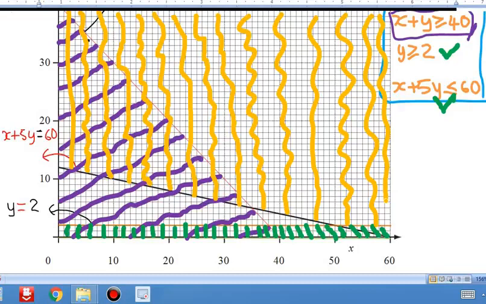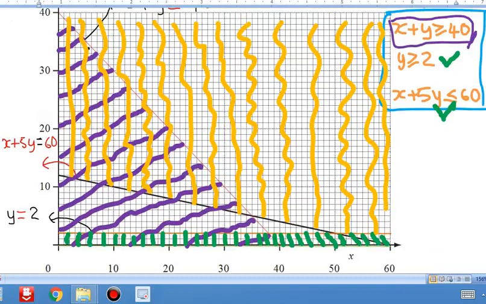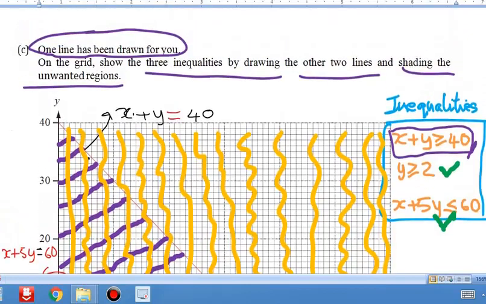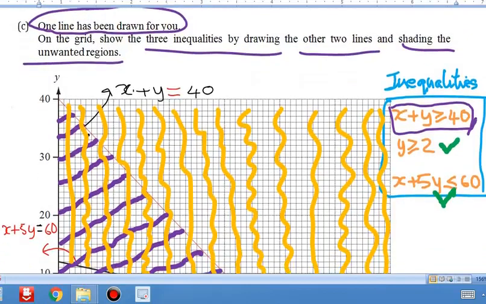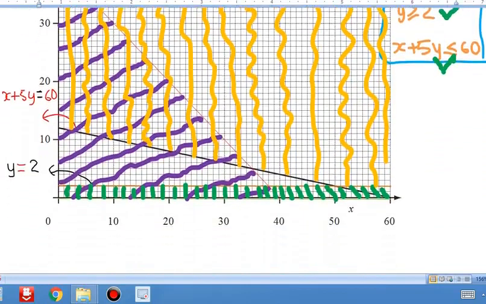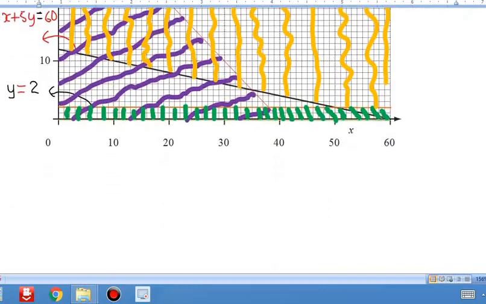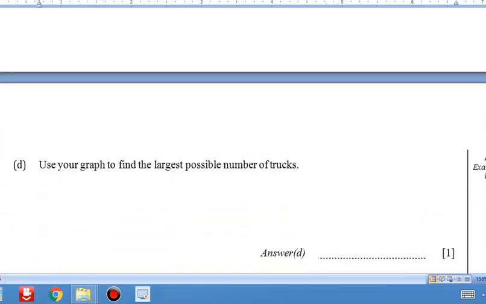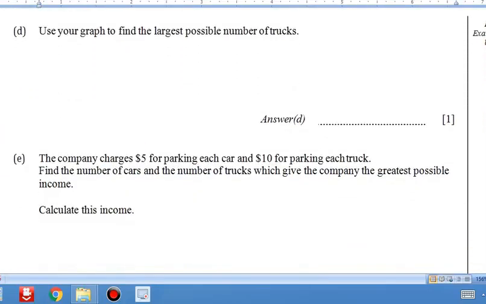Finally, we have been able to shade all the three unwanted regions for the given inequalities. Now, with this, we have finished answering the C part of the question. Let's go to the D part. The D part tells you, use your graph to find the largest possible number of trucks.